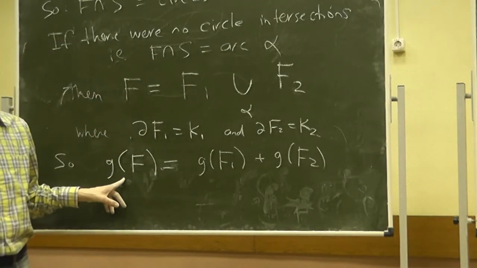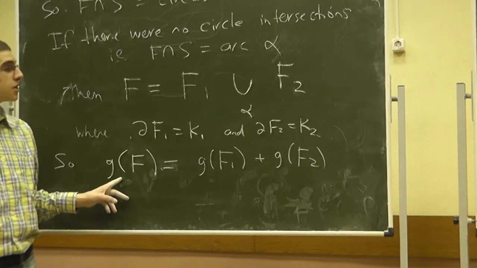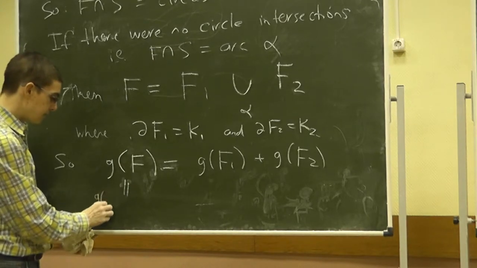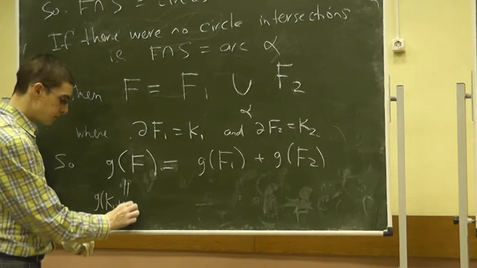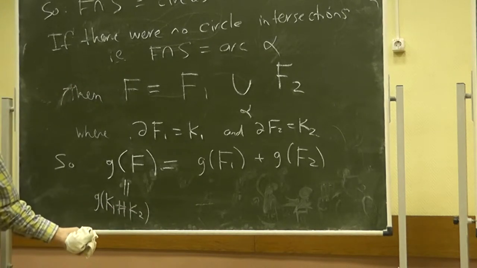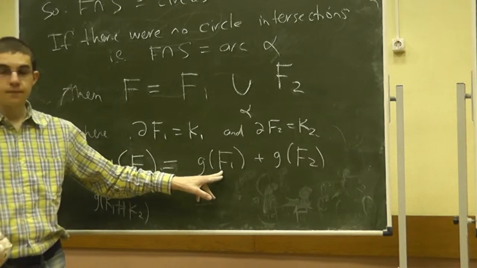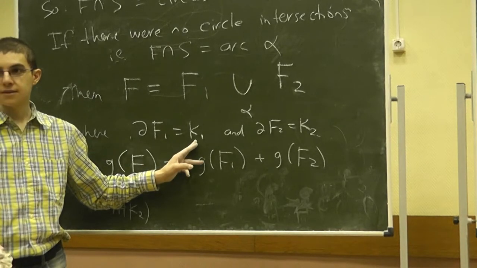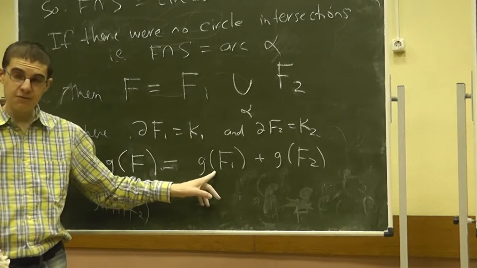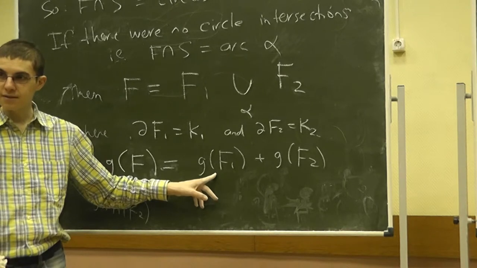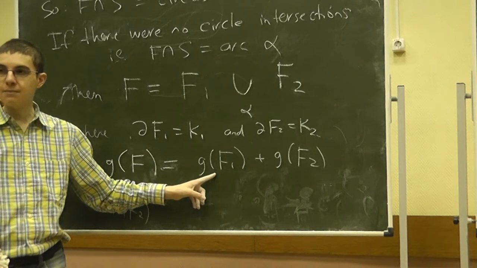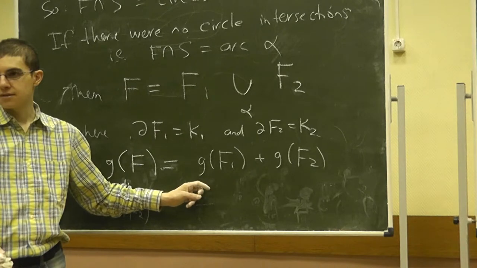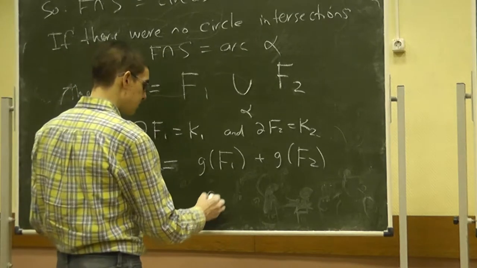Now the genus of F is by definition the genus of our connect sum, because we chose it to be the minimal Seifert surface. Now the genus of F1. F1 is a Seifert surface for K1. So what is the relationship between the genus of F1 and the genus of K1? Remember what the genus of K1 means? It means the minimal genus of all its Seifert surfaces.